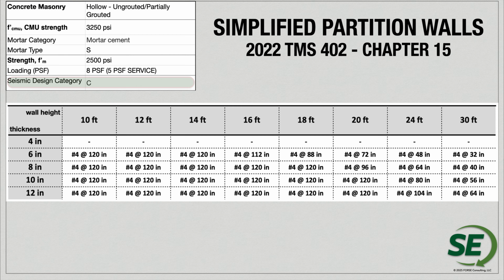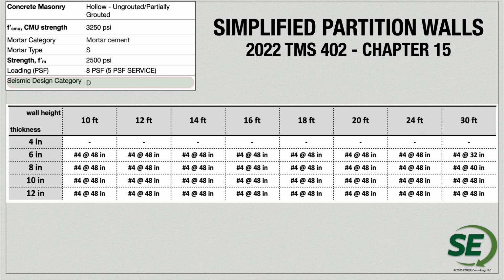So one number 4 bar, a half-inch bar, every 10 feet is the amount of reinforcement that you would need in a partition wall in seismic design category C. It's not until you get to seismic design category D where you need bars at 48 inches on center, and seismic design categories E and F even have more requirements. But I think pointing out some of the standard tables that you can use for the lower seismic design categories can create prototypes for your overall design.